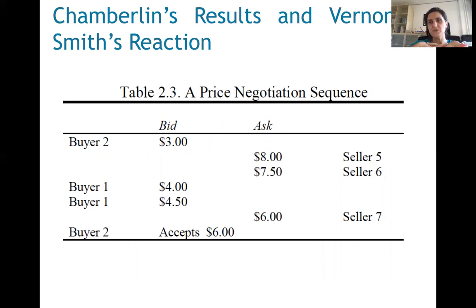But if seller 5 and buyer 1 went to a place where they do not see the others' offers, etc., this price can be higher than what happened here, right?